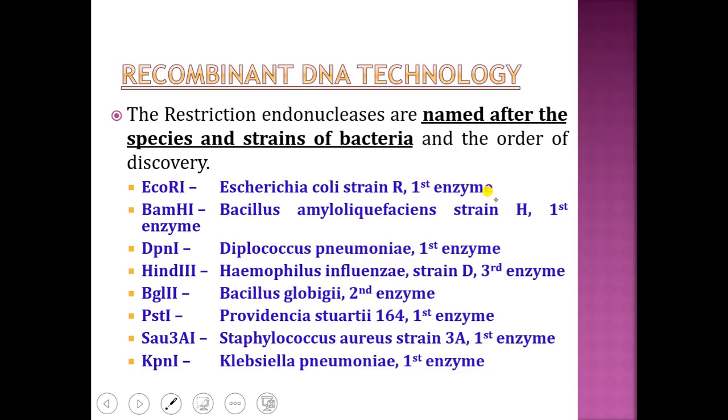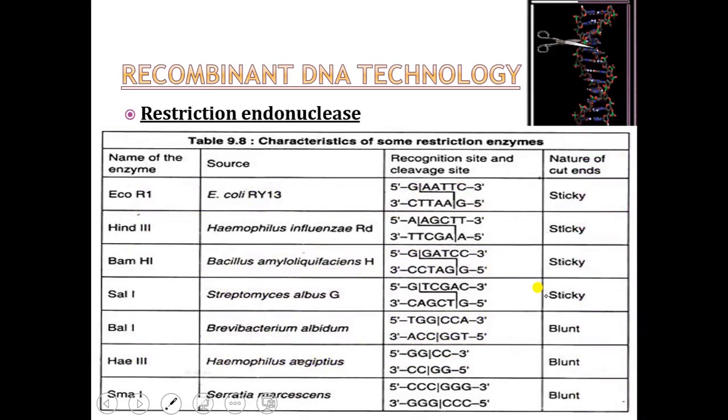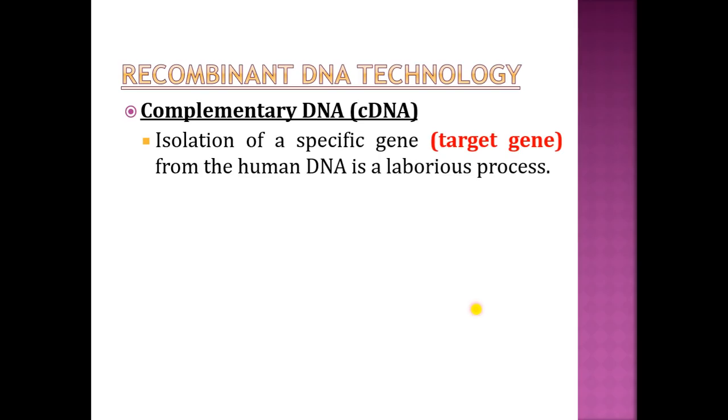For example, HindIII is from Haemophilus influenzae strain d, and it is the third enzyme. Likewise, names are given to restriction endonuclease enzymes. Based on their activity or characteristics, they produce either sticky ends or blunt ends, and that helps in recombinant DNA technology.